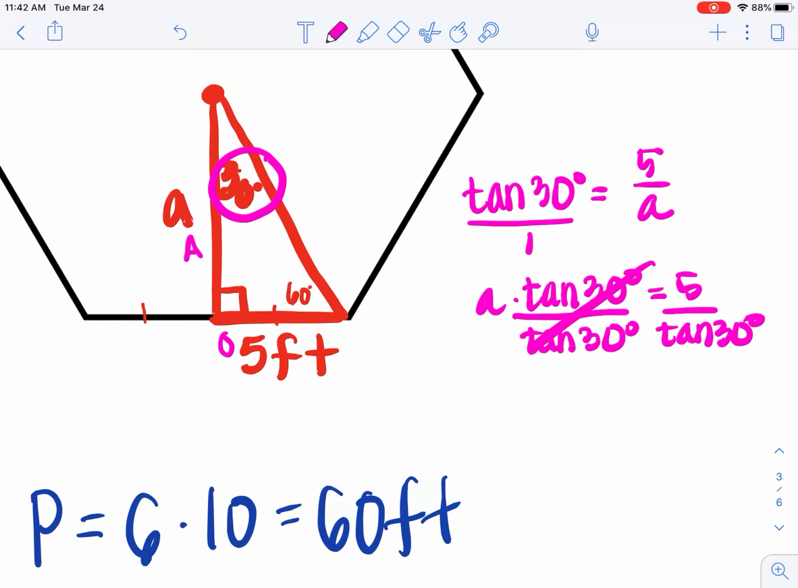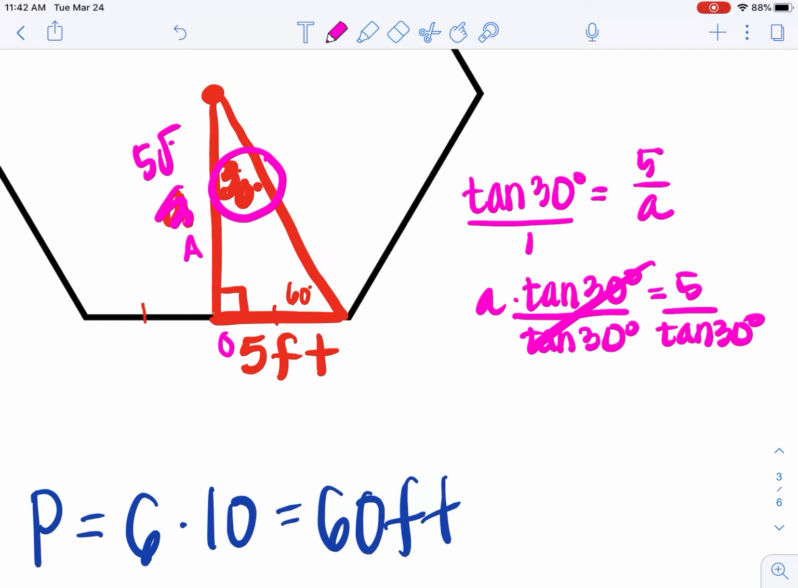All right, really quickly, if you said that's a 30, 60, 90 triangle, across from 30 is 5, so across from 60 is 5 root 3. If you have 5 root 3 here instead and you put this in your calculator, you're going to get the exact same answer. So either way is fine with me, but remember that only works on 30, 60, 90, and 45, 45, 90 triangles. All right, next one.